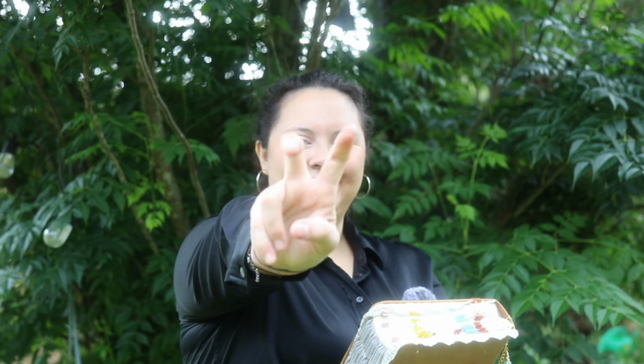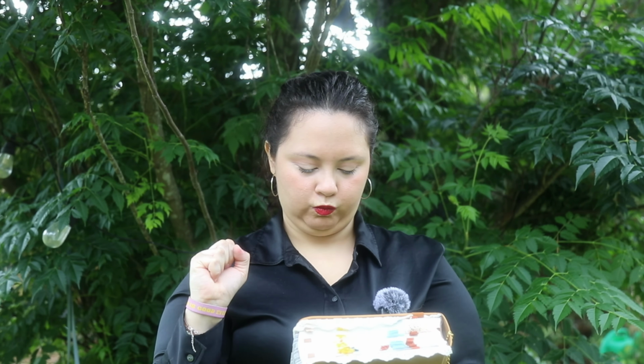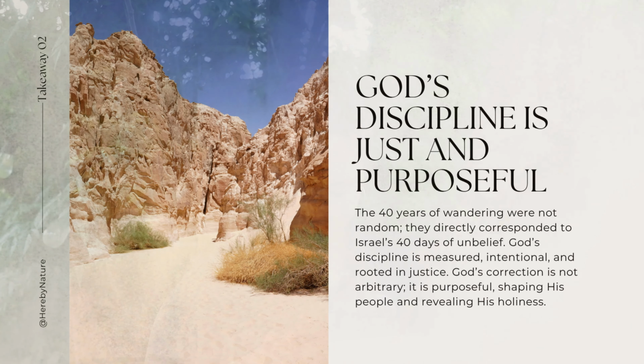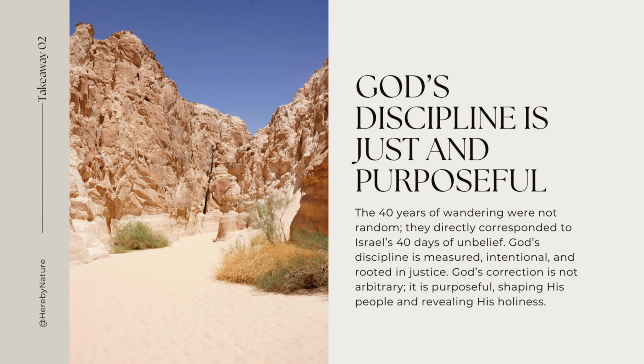The second key takeaway is God's discipline is just and purposeful. The 40 years of wandering were not random. They directly corresponded to Israel's 40 days of unbelief. God's discipline is measured, intentional, and rooted in justice. God's correction is not arbitrary. It is purposeful, shaping his people and revealing his holiness.